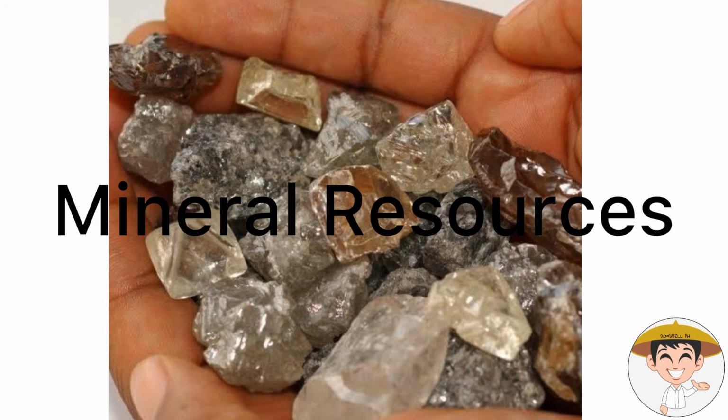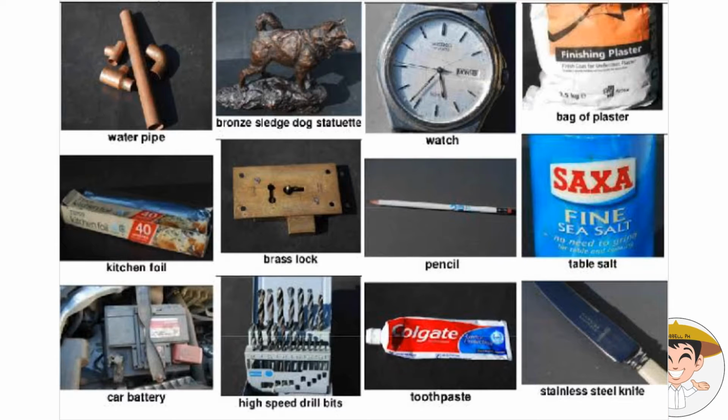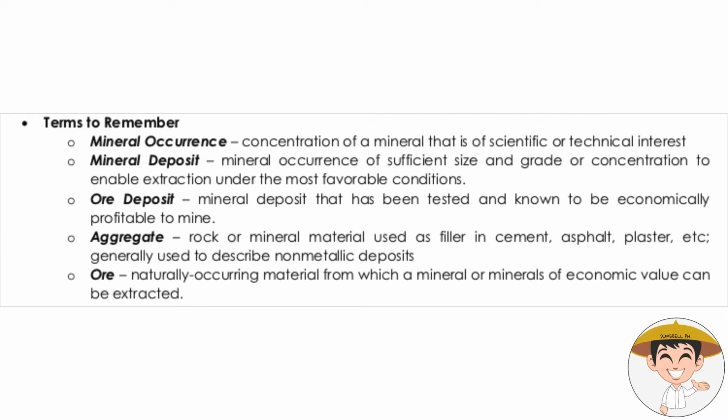So now let's talk about mineral resources. Minerals in our everyday life: even the simplest household items are made up of different minerals, such as our cell phone, keys, coins, pencil, makeup, powder, glasses, and many others. Most of them are made from minerals. So terms to remember, please take note. You can actually read this in your handouts: the mineral occurrence, mineral deposit, or deposit, aggregate, and ore.